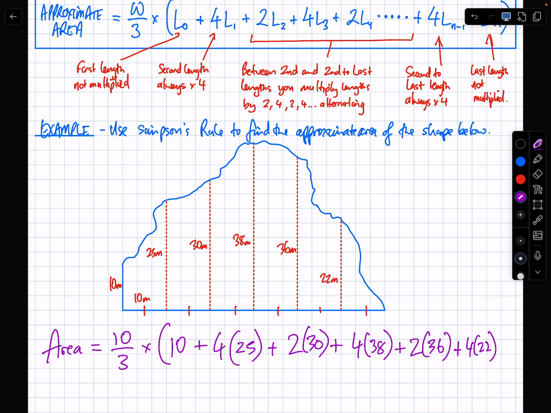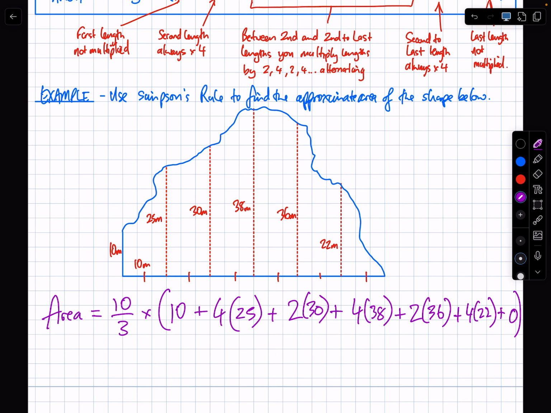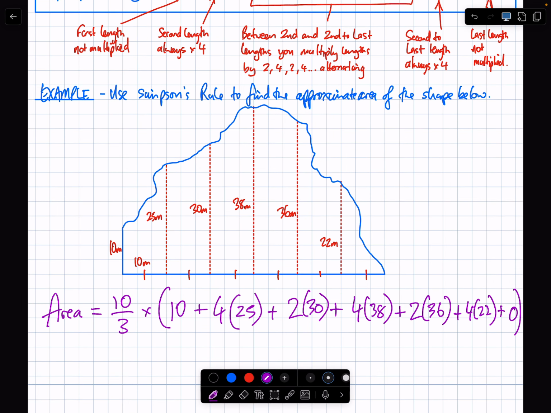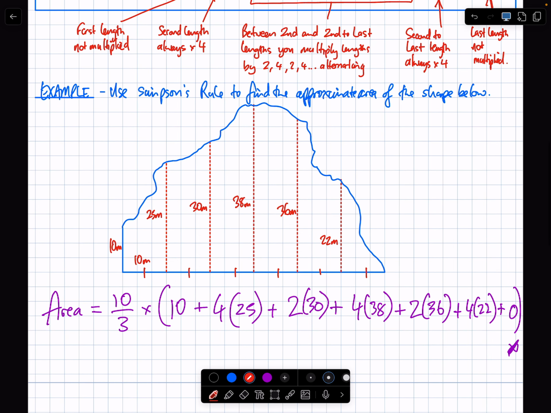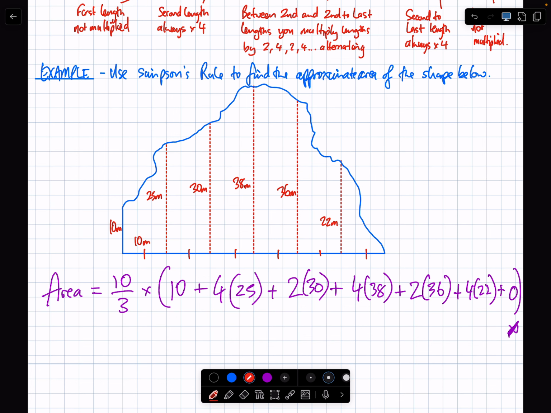And now you're sitting there freaking out because, Mr. T, you haven't told me how long this is. If those lines come to a point, how long is it going to be? 0. So you don't times the last length by anything. So you've got this set up. I'll give you some time to get that down. I'll draw little arrows to link. That 10 there is this 10. That 25 is this 25. That 30 is this 30.